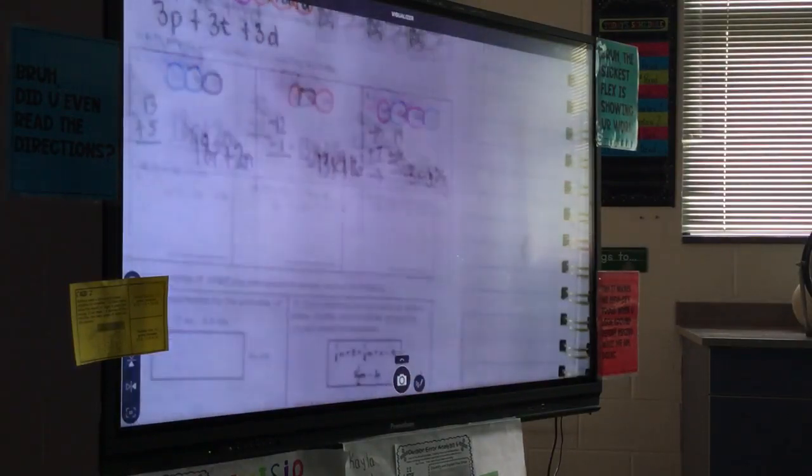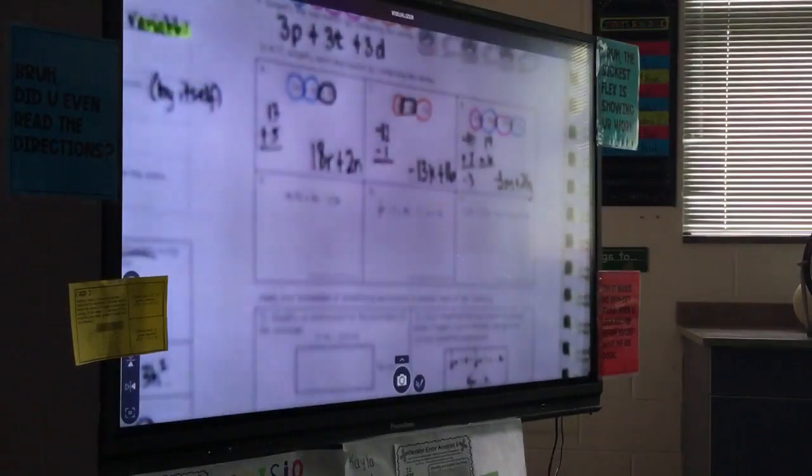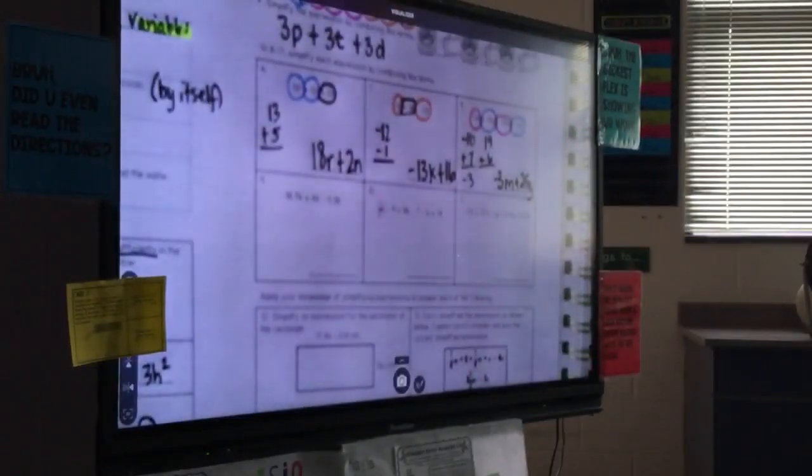All right, number 9. Negative 18 and 7/10 b plus 4b minus 3/10 b.